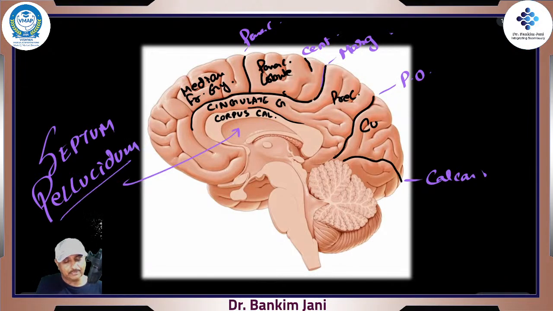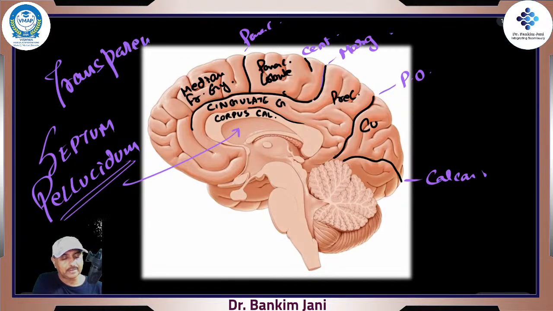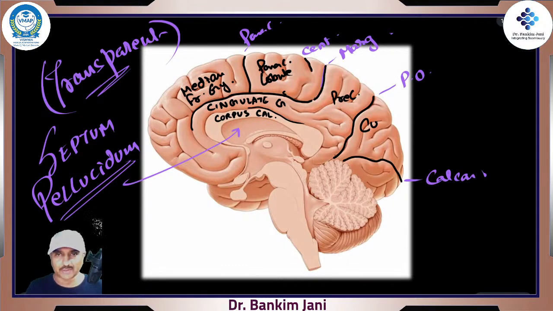Tomorrow it will come in more detail. But septum pellucidum is something which is transparent, right? It is like a transparent membrane, so that would be part of the ventricular system when we'll be talking about it. Okay, then this is the fornix, right?